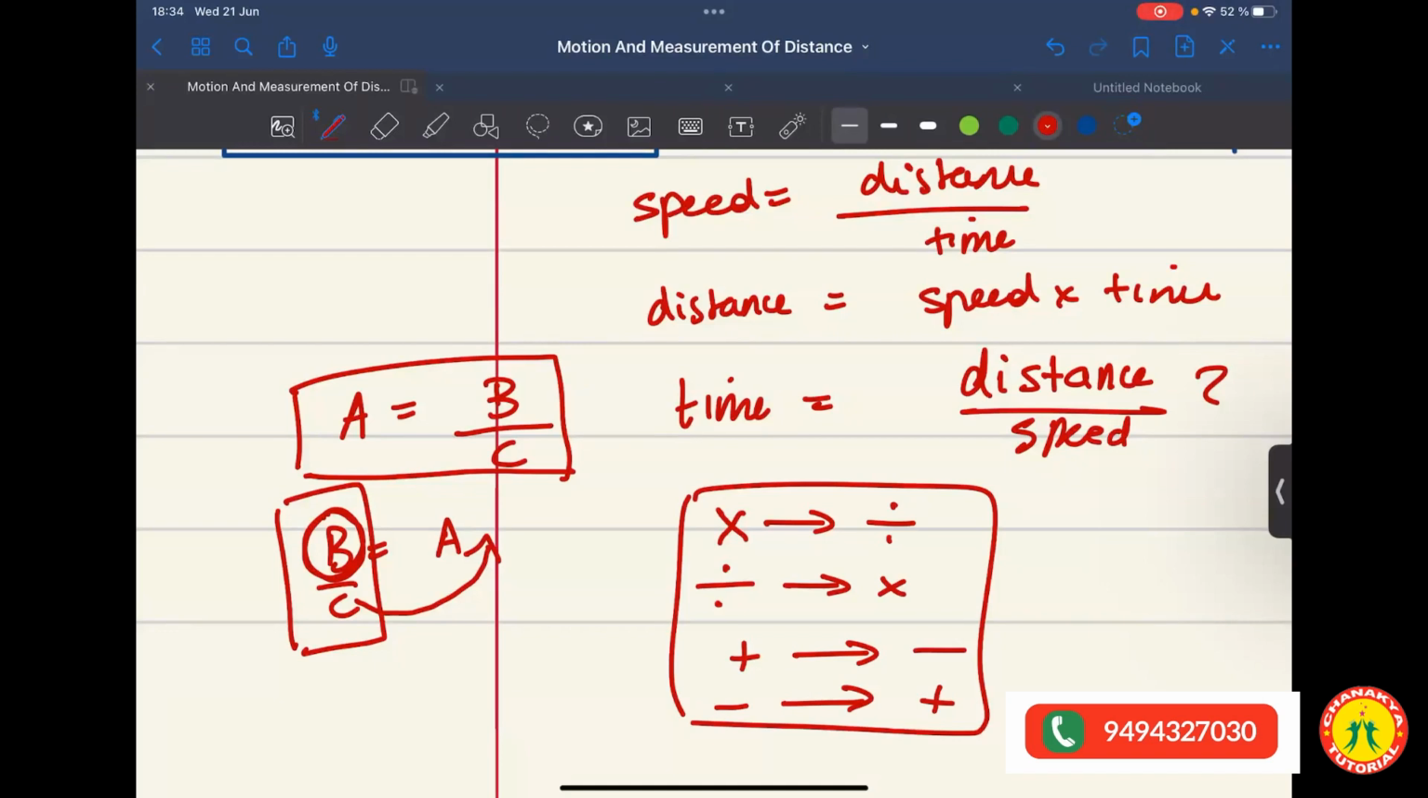Now look at this carefully. B by C is equal to A. You're going to bring this C over here. So will it become division or multiplication? After C comes A divided by C or A multiplied by C? Ma'am, multiply. Multiplied. Very good, because here it's already division. So how will you write it?